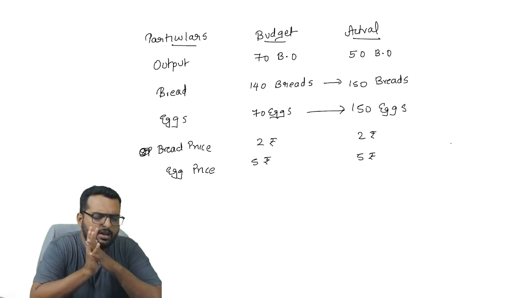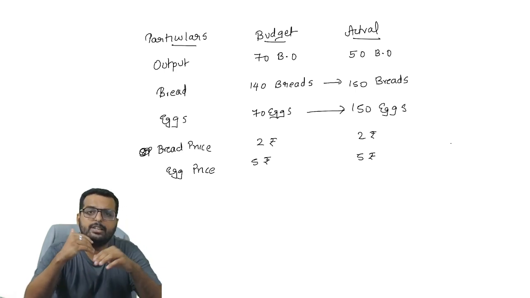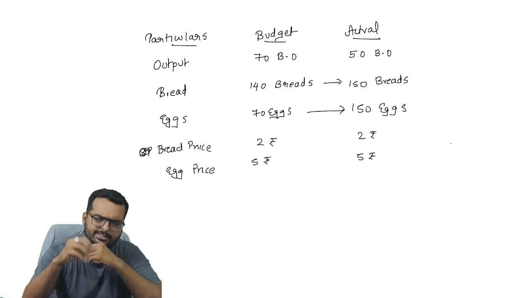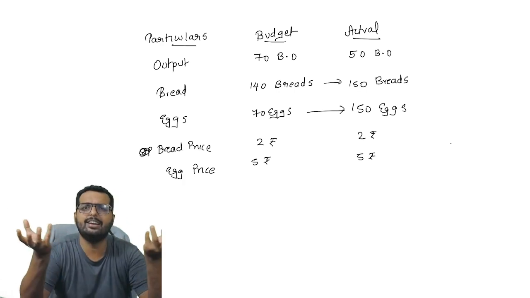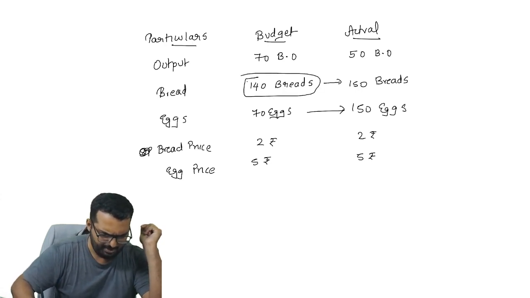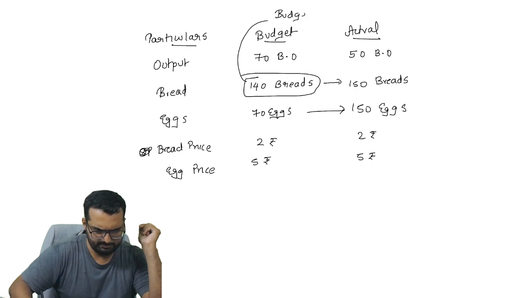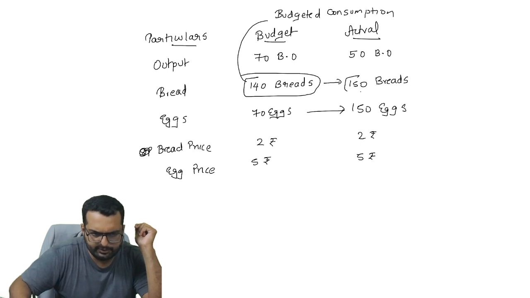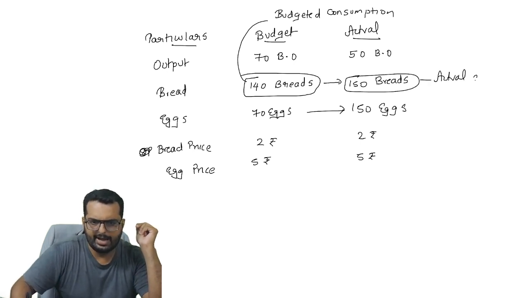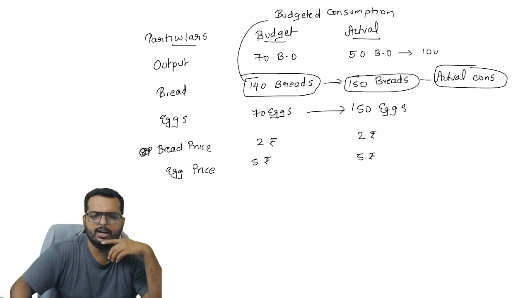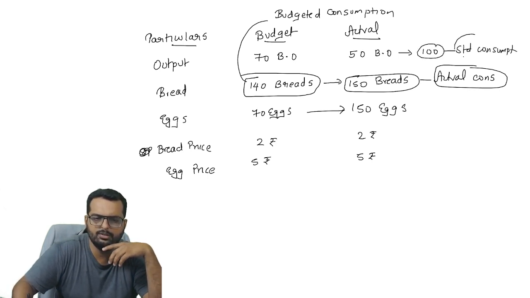One doubt is why are we writing budget? From budget we create standard. There are three terminologies: budget, actual, standard. Budgets will always be there, but we have to derive standard from the budget. So, for example, 70 into 2 is nothing but budgeted consumption, whereas this 150 is what? Actual consumption. And 50 into 2 breads, that is 100, will be your standard consumption.